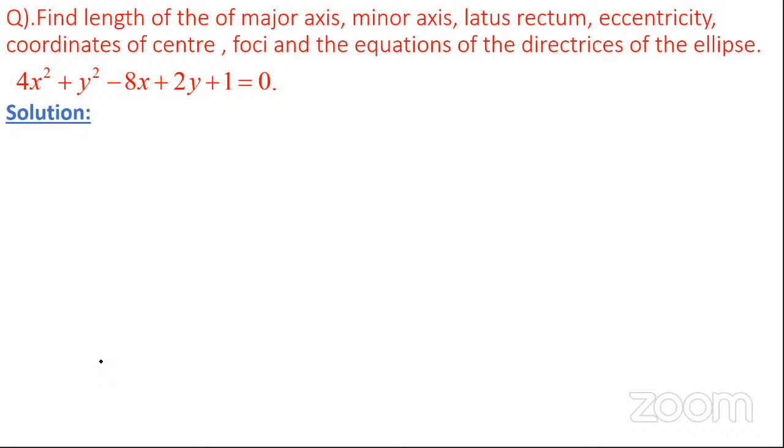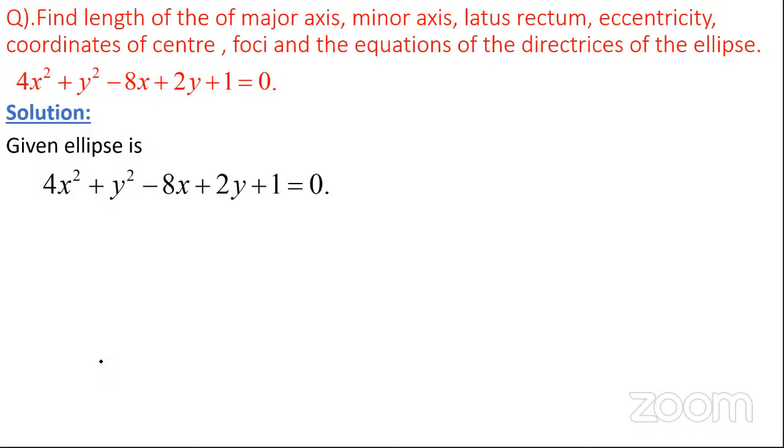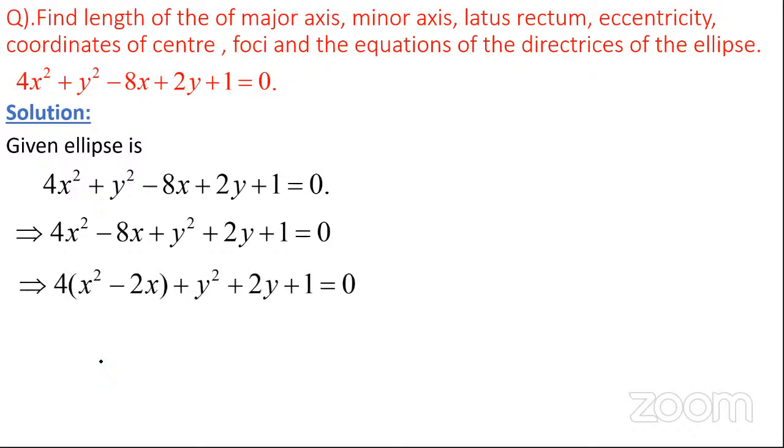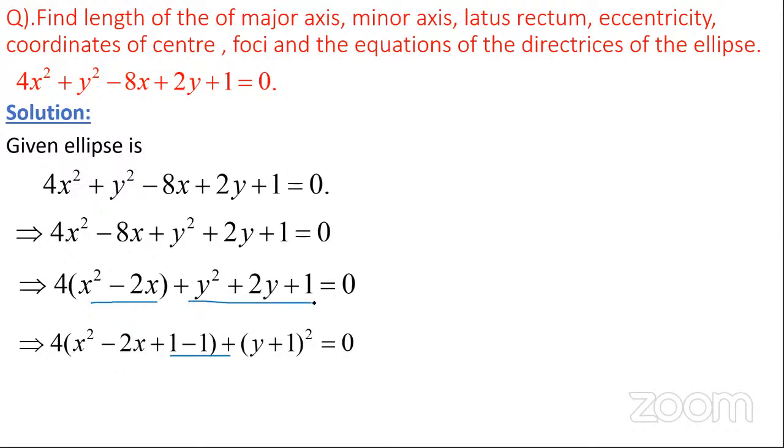So the given ellipse is 4x square plus y square minus 8x plus 2y plus 1 equal to 0. Then 4x square minus 8x plus y square plus 2y plus 1 equal to 0. Here we have to use the completing the square method. First take 4 as common, you get x square minus 2x, plus y square plus 2y plus 1. Then we add plus 1 minus 1: 4 of x square minus 2x plus 1 minus 1, plus y plus 1 whole square. Then simplify: 4 of x square minus 2x plus 1 minus 4, plus y plus 1 whole square equal to 0.